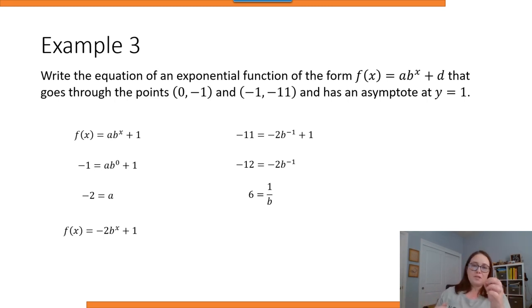And there's a variety of ways you could solve this. The fastest way is just to think of that 6 as being 6 over 1. And well, if 6 over 1 equals 1 over b, then if I flip both fractions, they'll still be equal. So b equals 1 over 6. So I've got my equation, f of x equals -2 times 1/6 to the x plus 1.